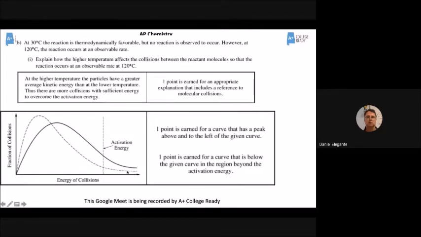And then you get 1 point for making sure your graph crosses the activation line, but is lower than the other line. So notice the question says, no reaction is observed to occur. It still occurs, but we don't know for sure.